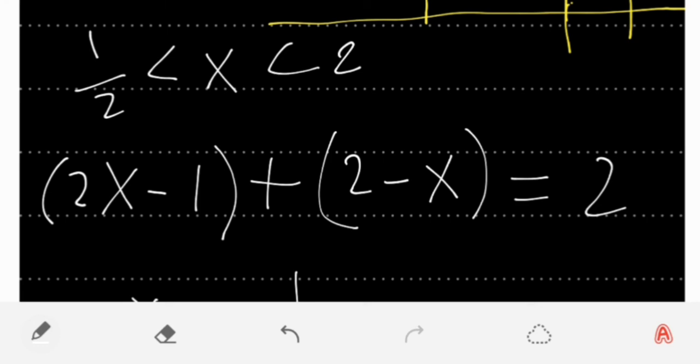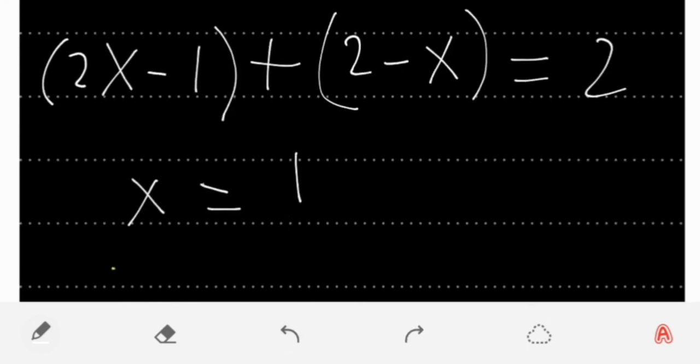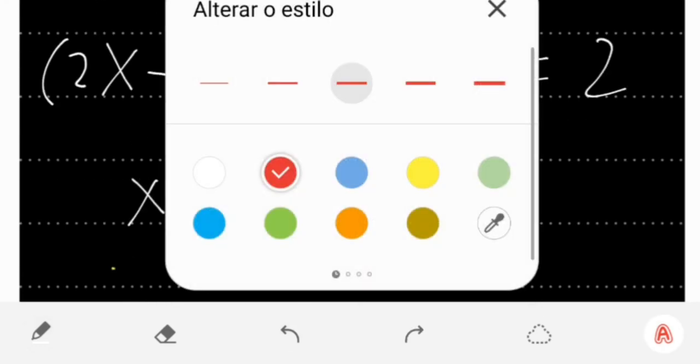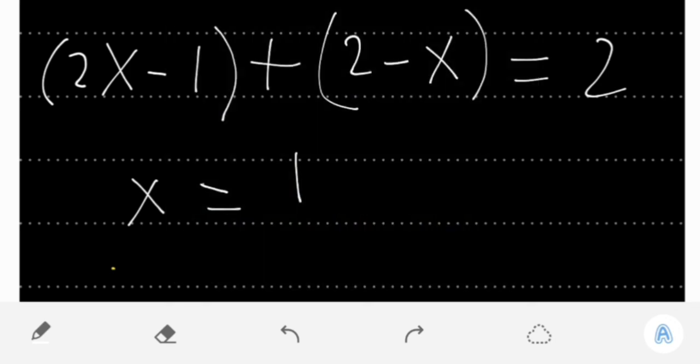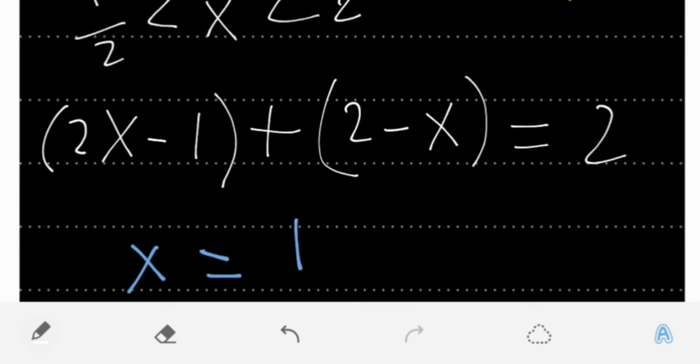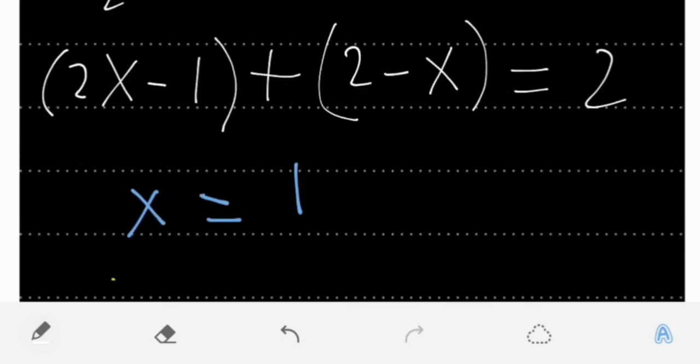Notice that 1 is in our interval indeed, because 1 is between a half and 2. So this is an answer.